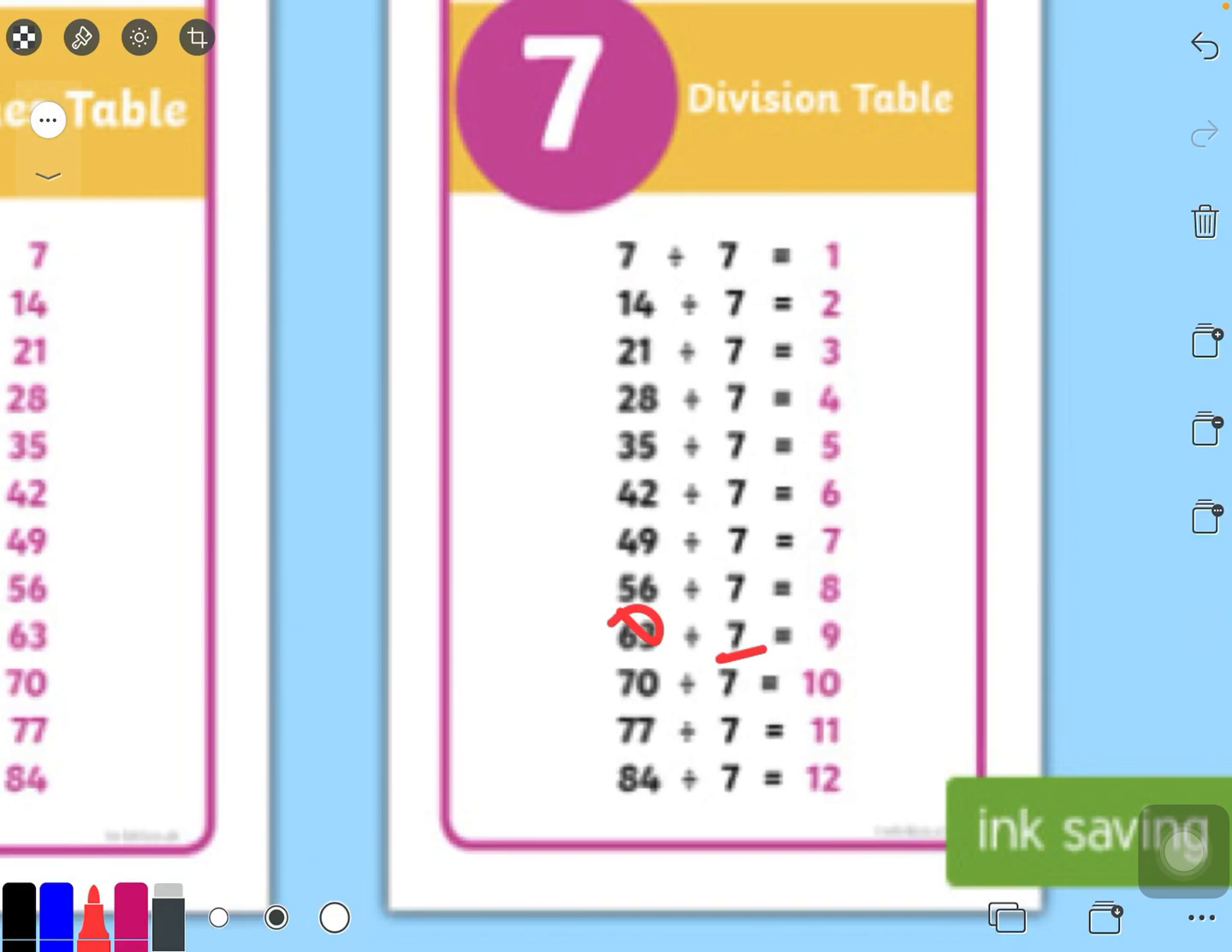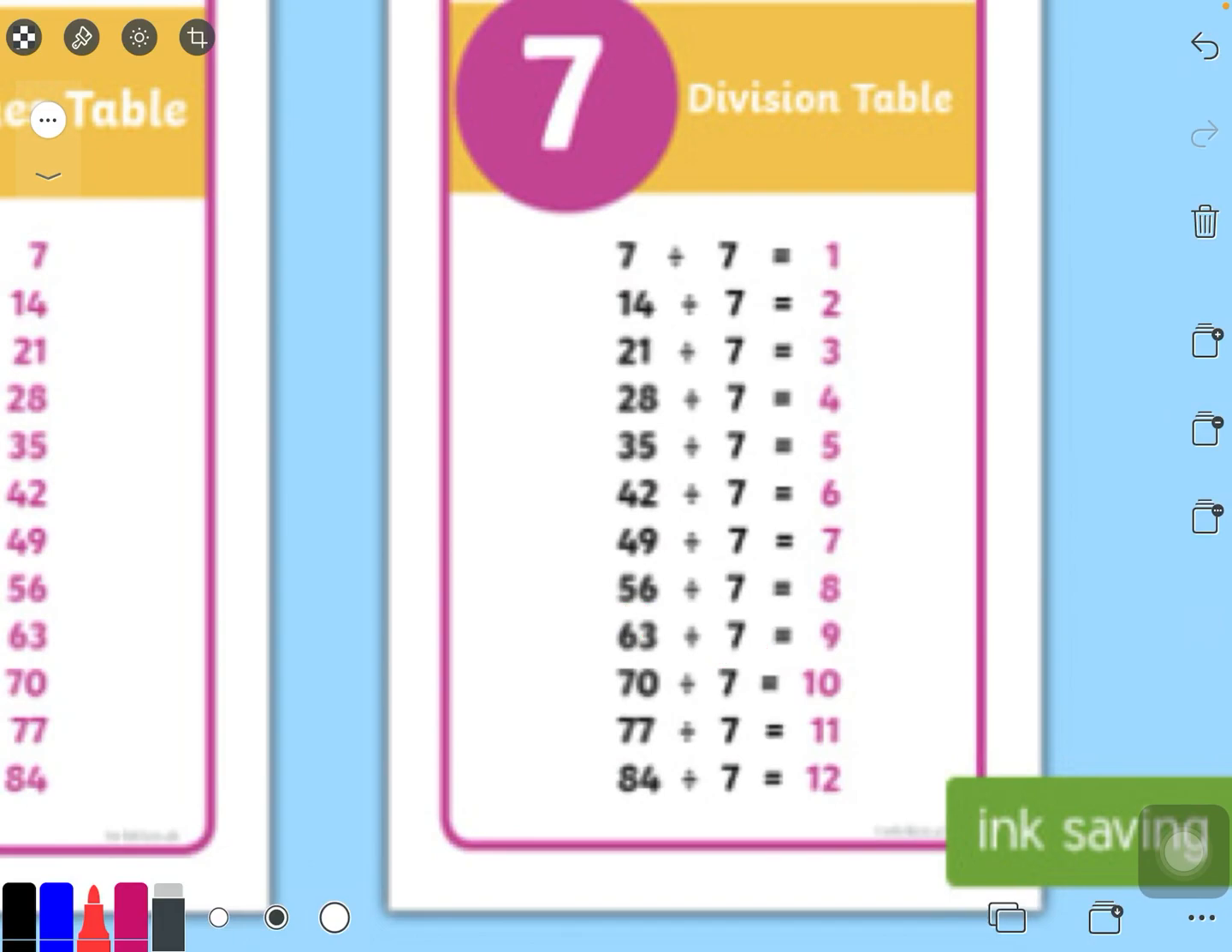Now for this part, when I ask you on Thursday something like, what is 63 divided by 7? Well, you can sing the song and just count with your fingers. 7, 14, 21, 28, and 35, 42 and 49, 56 and 63. Oh, I'm holding up 9 fingers. 63 divided by 7 is 9.